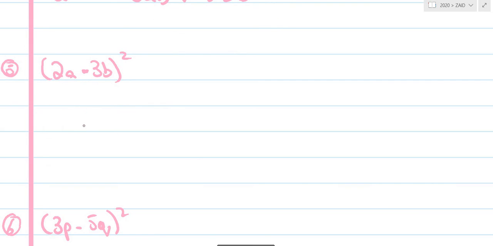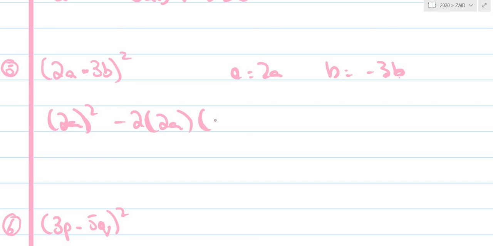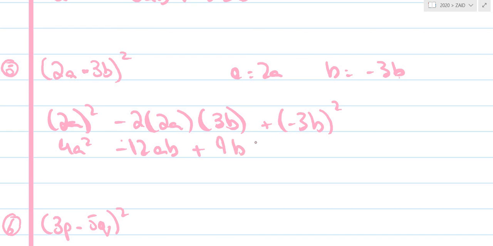Moving on to part 5, you would consider a as 2a and b as minus 3b. Therefore 2a whole square minus 2, you would take 2a multiplied by 3b, plus minus 3b whole square. Therefore 2a whole square is 4a square, 2 multiplied by 2 is 4, 4 multiplied by 3 is 12, minus 12ab plus 3b whole square is 9b square.